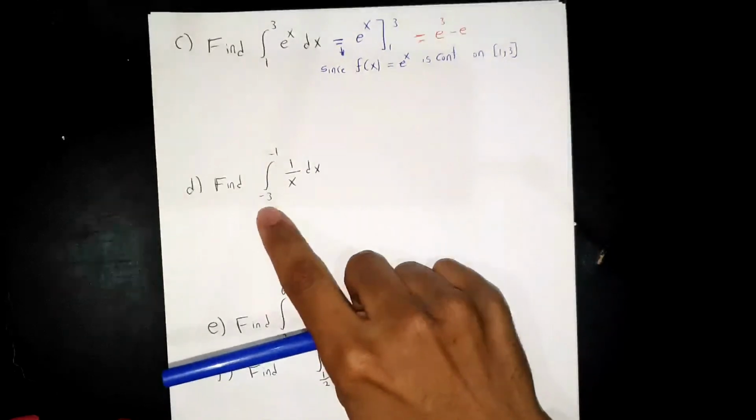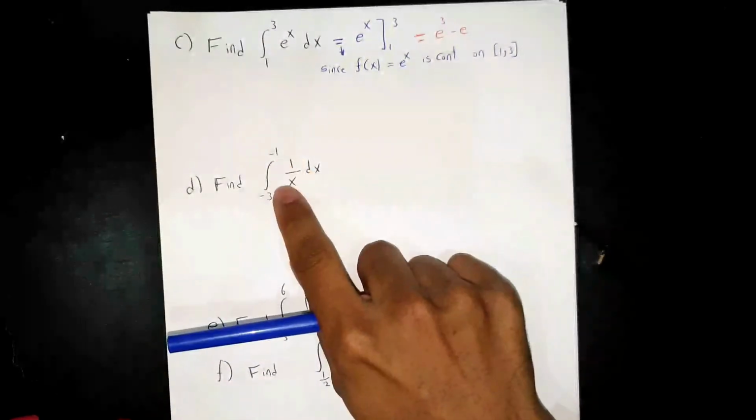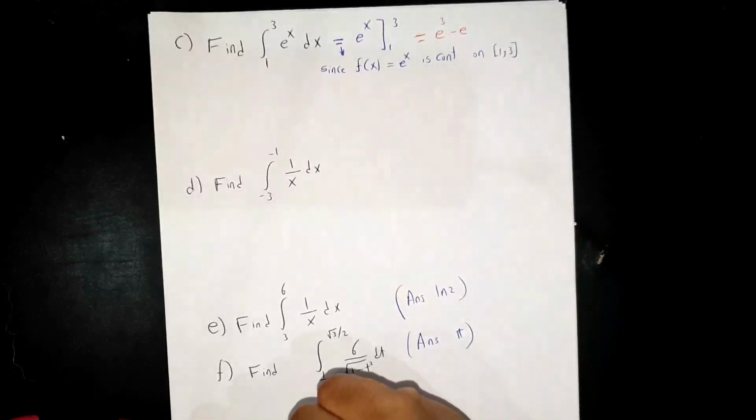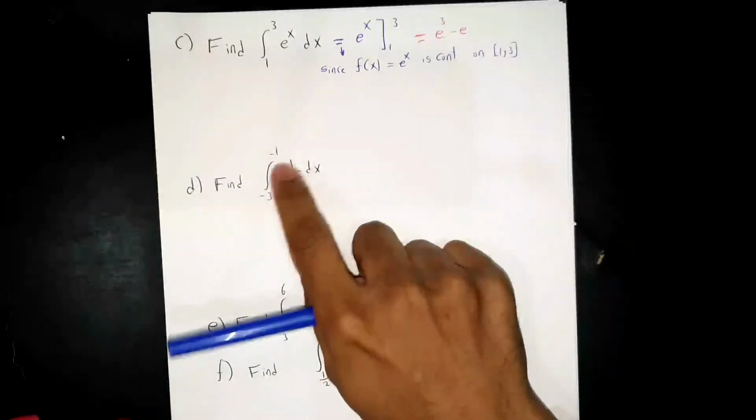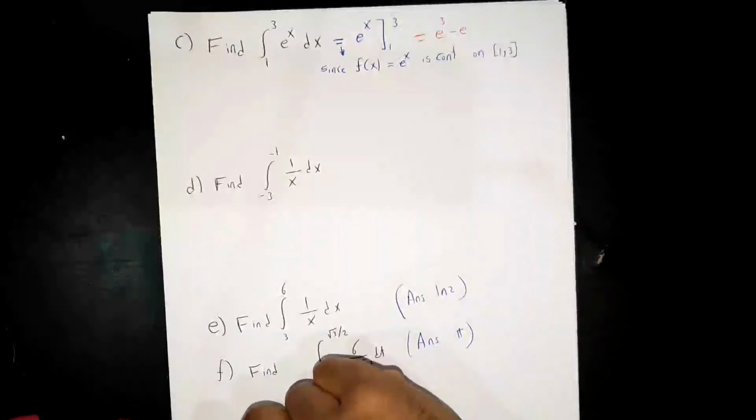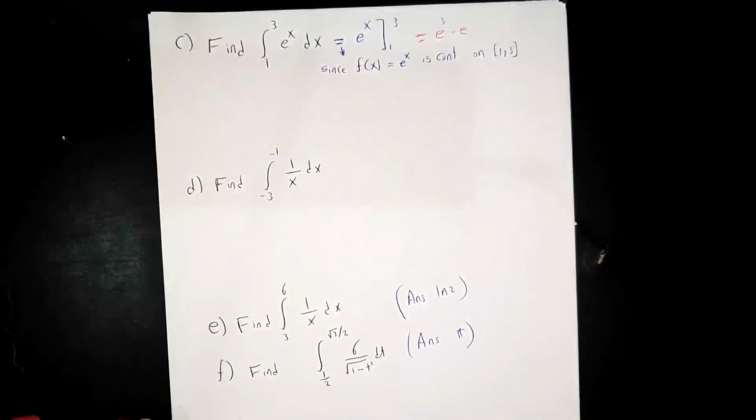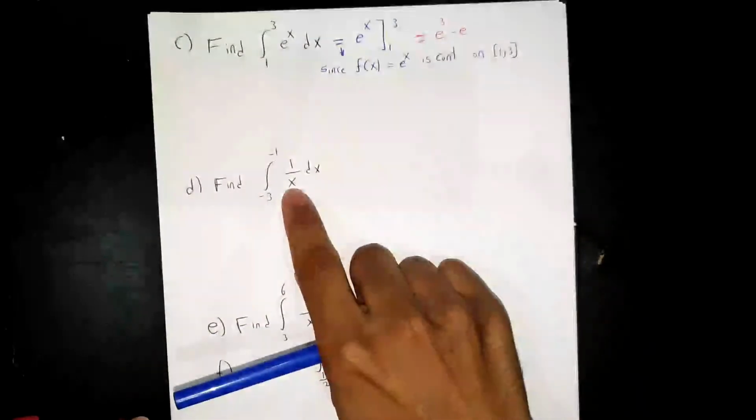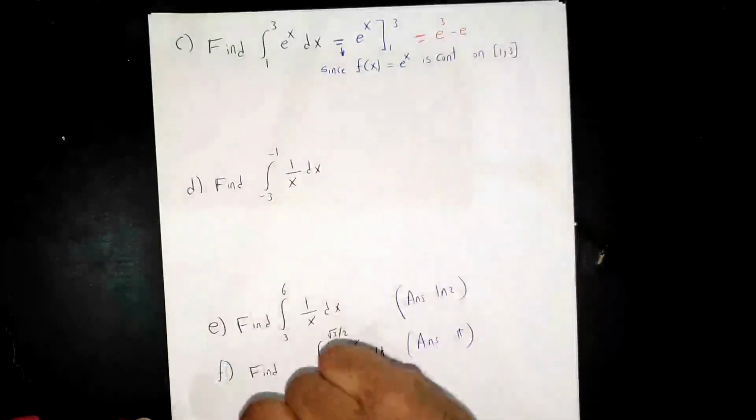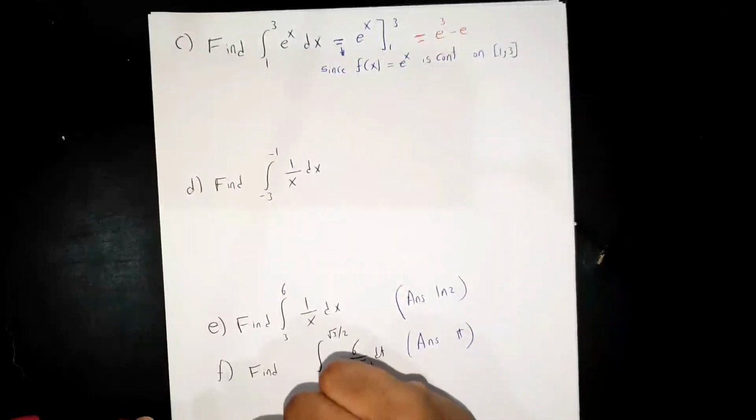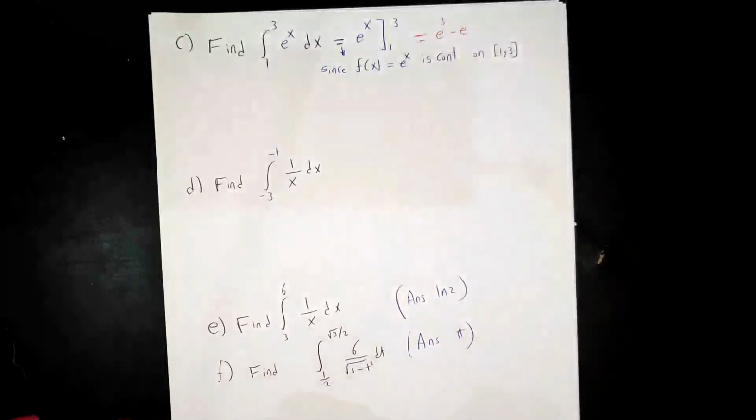Part D, he said evaluate this integral from minus 3 to minus 1 of 1 over x dx. First of all, before we evaluate the integral, we need to check whether this function f of x equals 1 over x is continuous on this interval from minus 3 to minus 1 or not. Clearly, the discontinuity here is appearing at the zero of the denominator, which is x equal to 0. Fortunately, this 0 is outside our interval, so it's fine to apply FTC2.